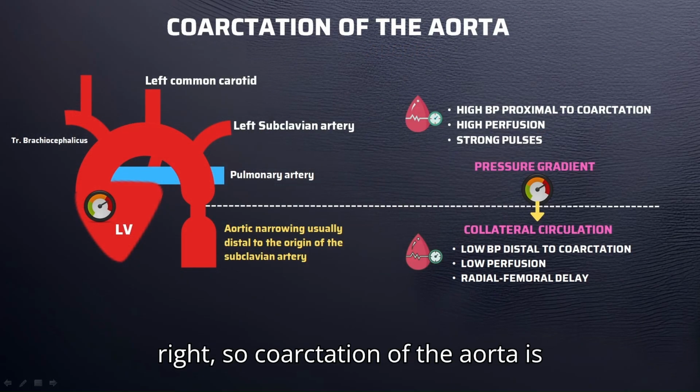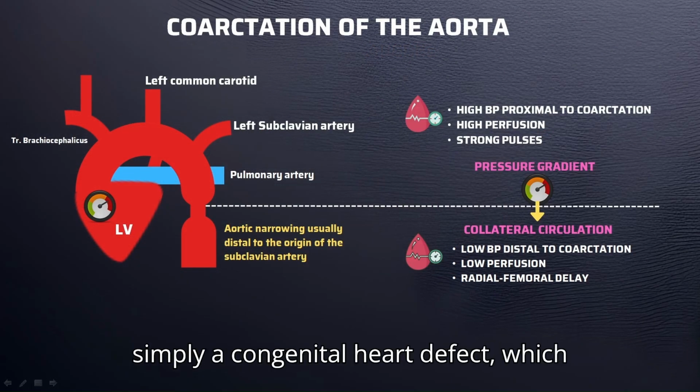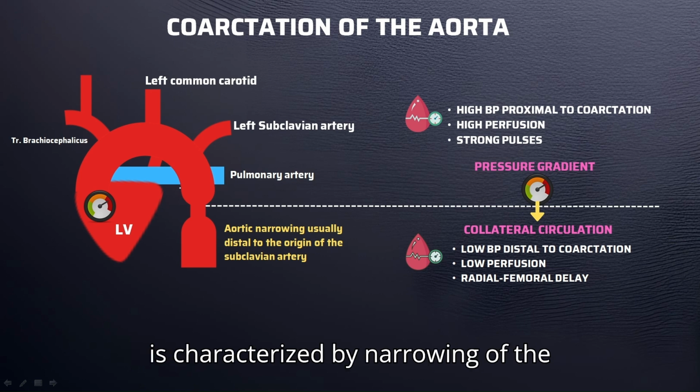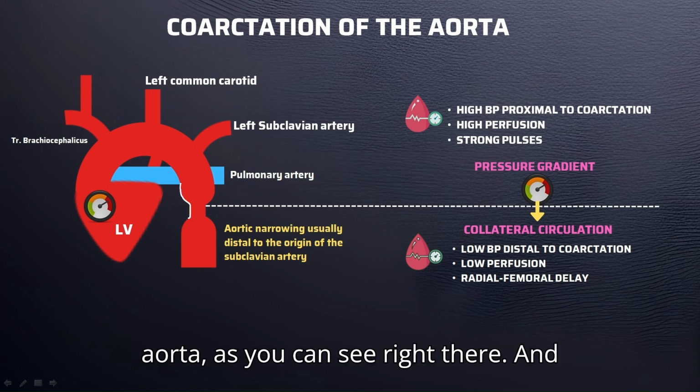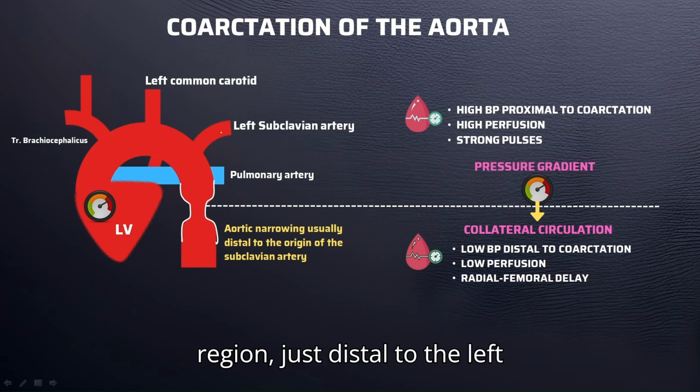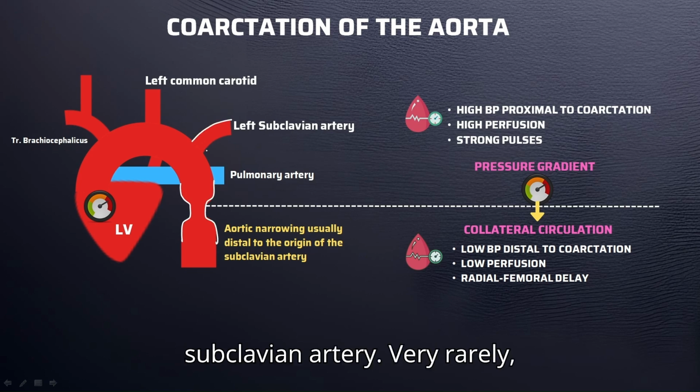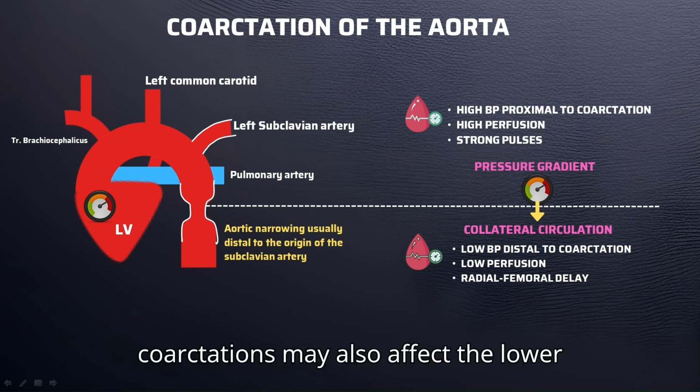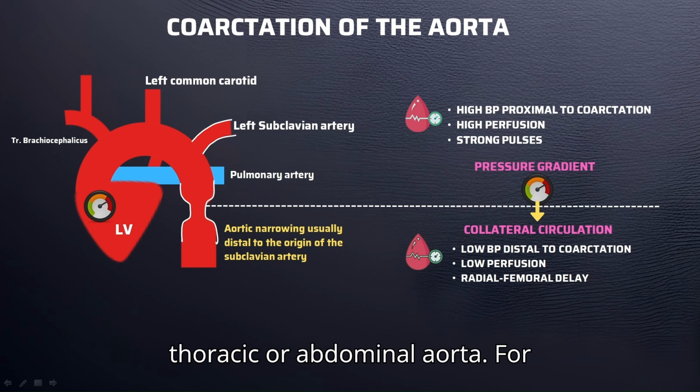Alright, so coarctation of the aorta is simply a congenital heart defect which is characterized by narrowing of the aorta, as you can see right there. And this typically occurs in the thoracic region, just distal to the left subclavian artery. Very rarely, coarctations may also affect the lower thoracic or abdominal aorta.